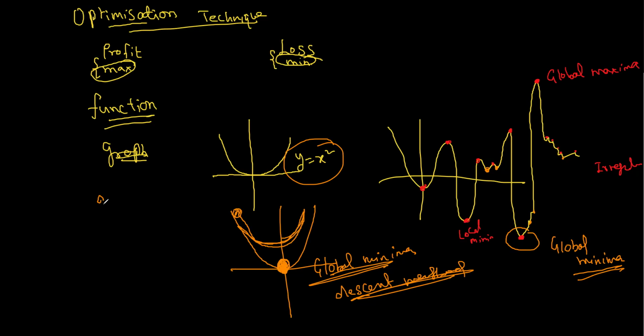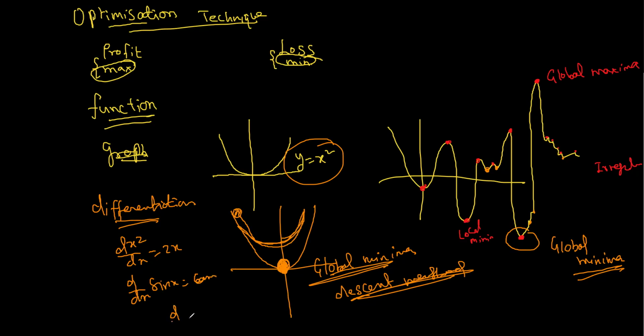Understood? Second thing is differentiation. You must know some basic differentiation. Differentiation of x square is 2x. Differentiation of sin x is cos x. Differentiation of e to the x is e to the x. I think you all know these things, right? And some power rule, product rule, quotient rule, chain rule, you all know, right?